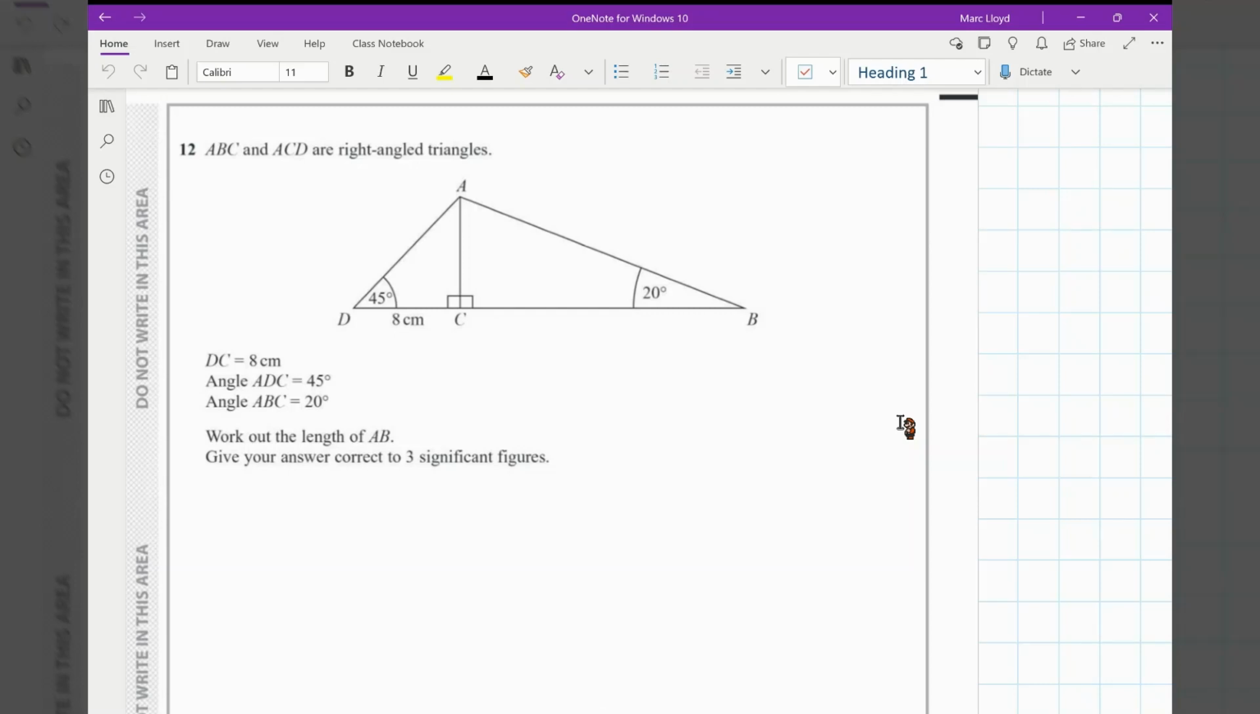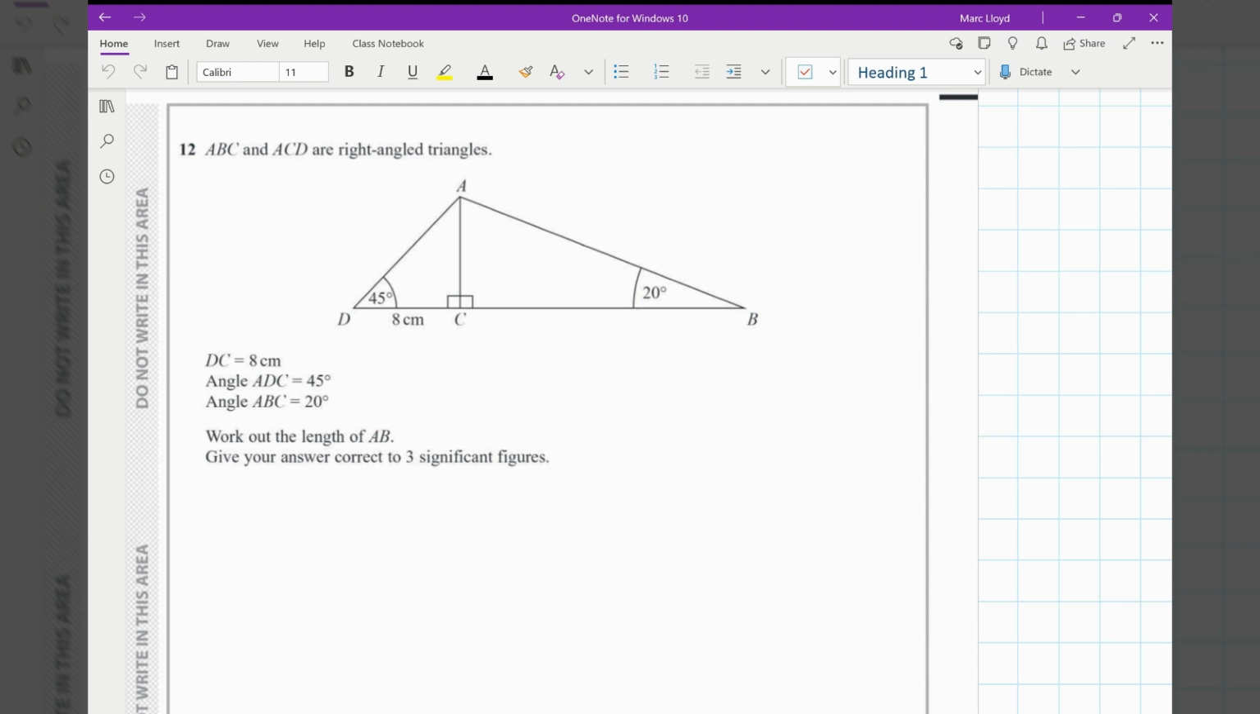Hello, so question 12. ABC and ACD are right angled triangles. D to C is 8 centimeters. Angle ADC is 45. Work out the length of AB, with angle ABC being 20 degrees. So AB is here, up here. I'm going to label it x.